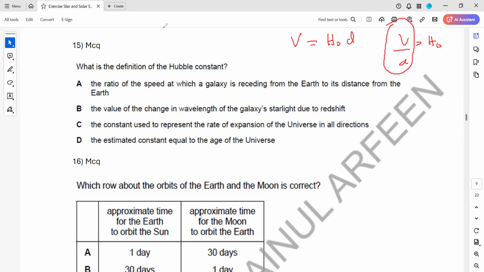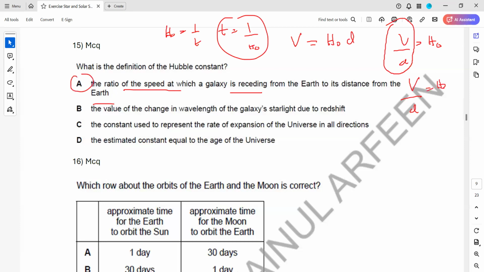Or the Hubble constant is also the reciprocal of the age of the universe. H naught is 1 over T, or T is equal to 1 over H naught. So it can refer to the reciprocal of the age of the universe, or it is a ratio between speed and distance. Both are acceptable. So when we check the options, the ratio of the speed at which the galaxy is receding from the Earth to its distance, that's right. The ratio between speed and distance, we call that the Hubble constant.